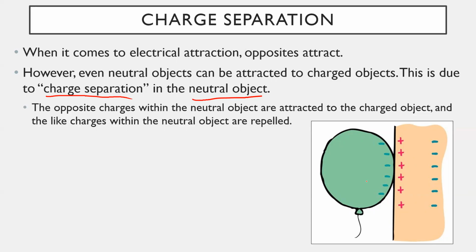And how it gets attracted to it is when you bring that negatively charged balloon close to the neutral wall, the positive charges in the wall are attracted to the negatives, and the negative charges in the wall are repelled from the negative balloon. So even though the wall still has just a neutral charge, it's got the same number of positives and negatives in it, it still behaves as if it was charged because those positive pieces within the wall are attracted to the negative balloon, and the negative charges are repelled from the balloon.